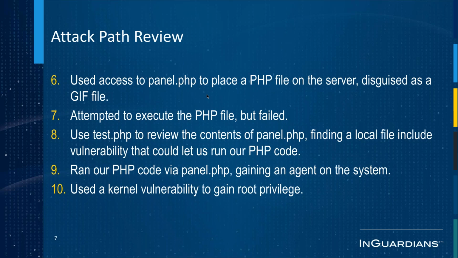The one that the login form took us to, the admin panel, panel.php, and we found there was a local file include that would let us run our PHP code. And so we ran that code via panel, and that got us an agent on the system, that got us an interpreter. And then we used a kernel level vulnerability to gain root privilege. So that was our attack path.